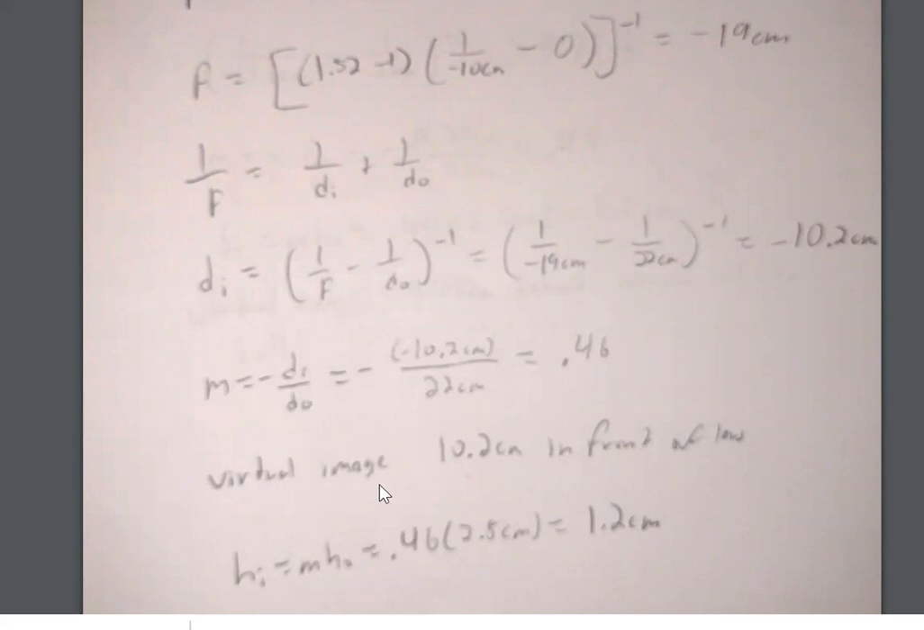So we have a virtual image. We know it's virtual because we got a negative image distance. And since it's negative, that means it's in front of the lens. Remember, virtual images are in front of the lens.